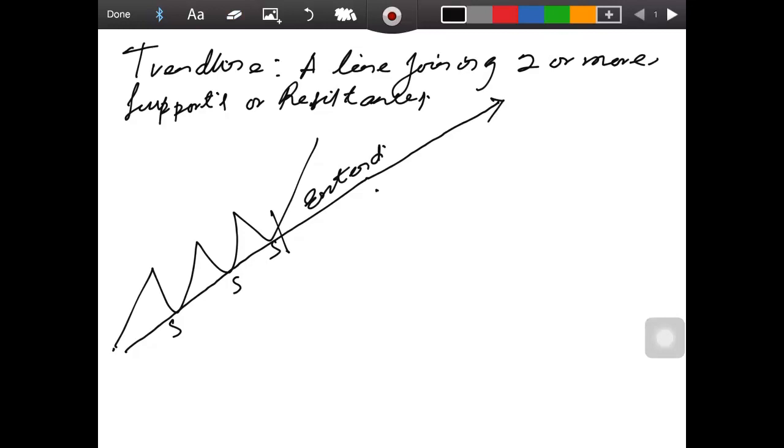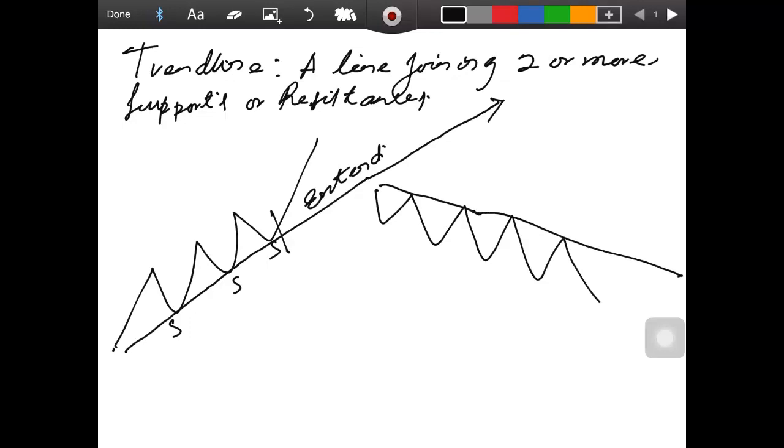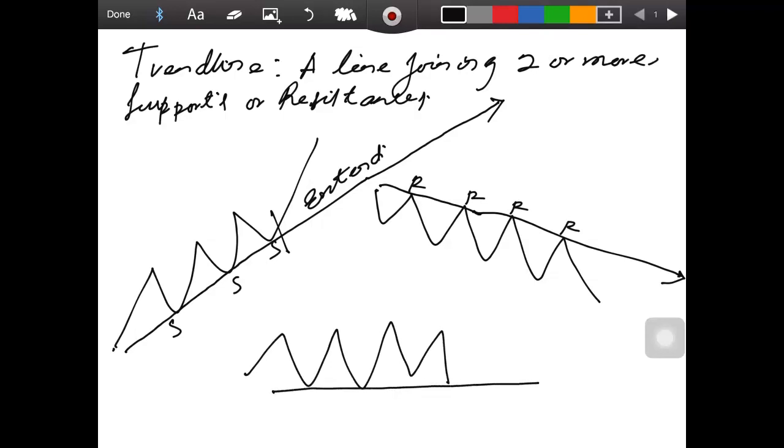Then for a downtrend, you join at least two, and from here you extend it further into space. This is the resistance. And for a sideways market, you join two or more, then extend it into space. So this is resistance, and this is support.